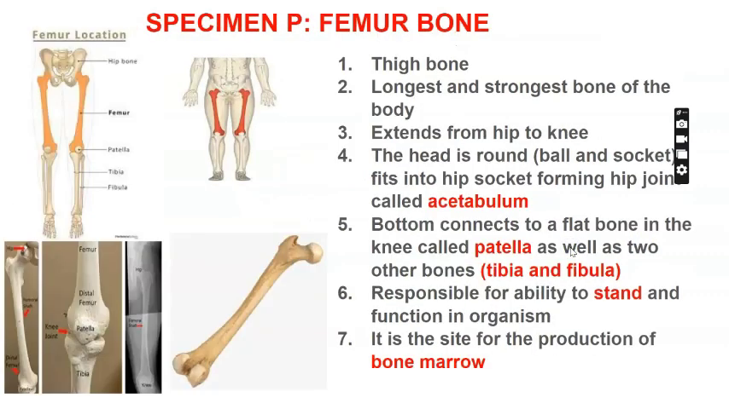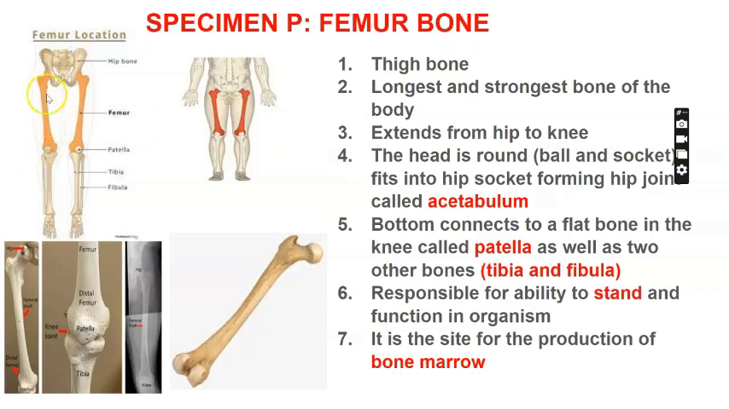Next to our next specimen, which is specimen P, the femur bone. The femur bone is also known as the thigh bone. It is the longest and the strongest bone of the body. It extends from the hip, you can see where it joins the hip, down to the knee.